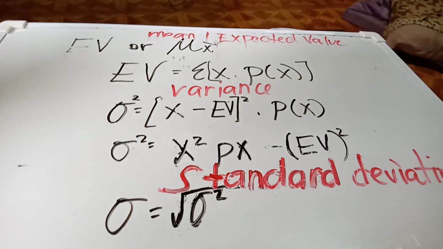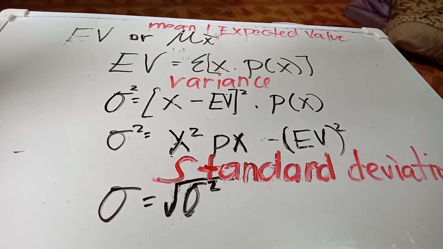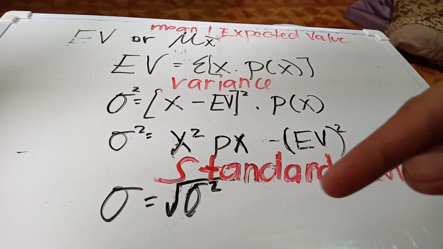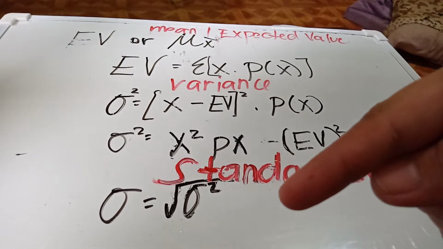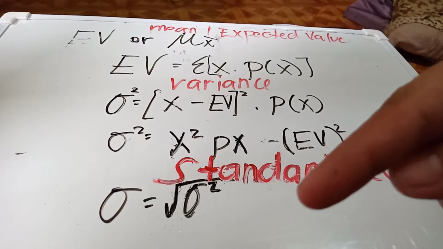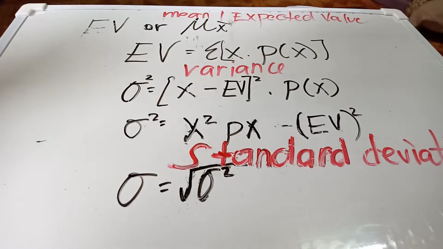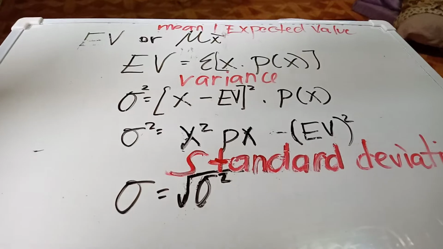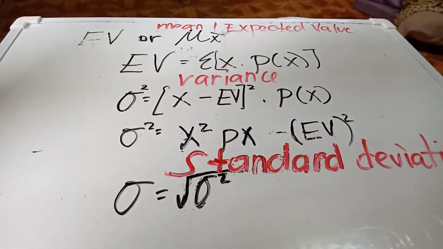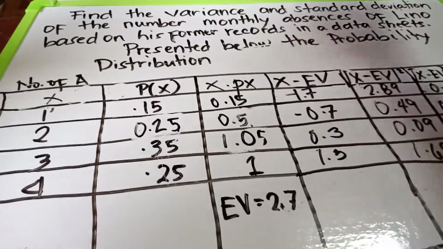The standard deviation is the square root of the variance. So we need to take the square root of the answer for the variance, and this will be our standard deviation. And we will proceed to problem solving regarding the variance.